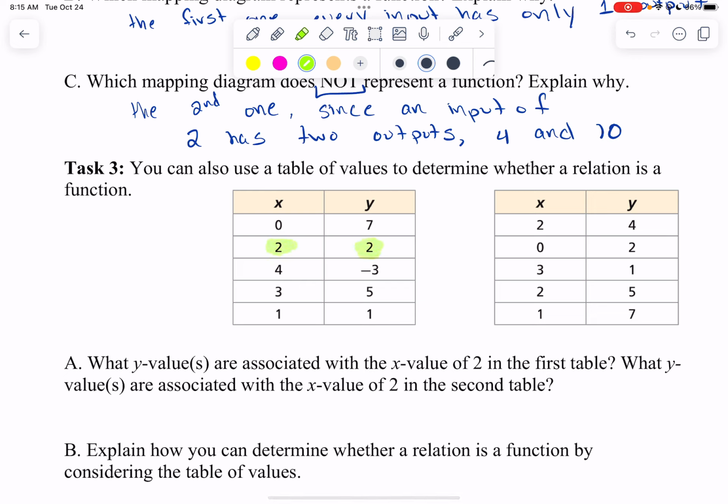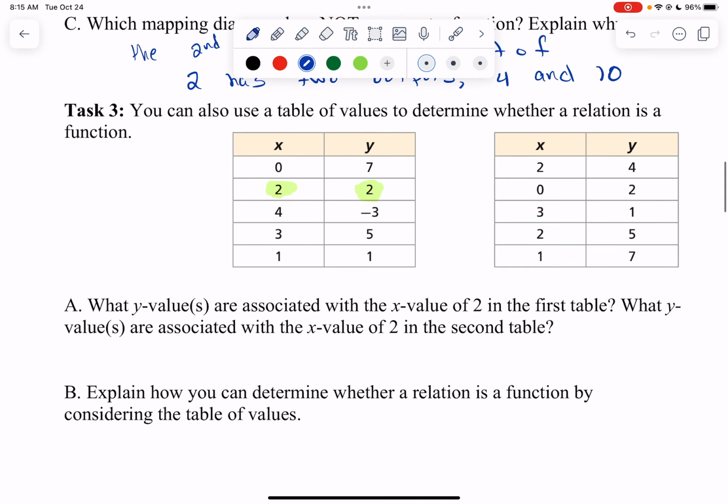The y value is 2. Is that the only 2 we've got? Look at all the rest of them. Yep, I think that's it. So for the first table, we have the point (2, 2). Okay. Second question is what values of y are associated with the x value in the second table? So if we look at the second table, we have an input of 2, output of 4.